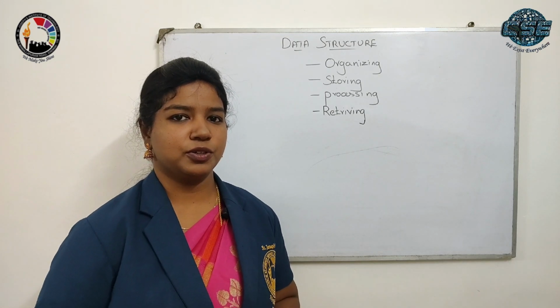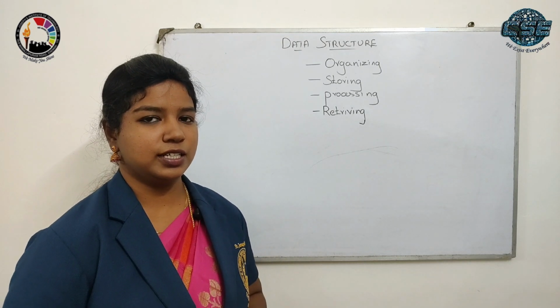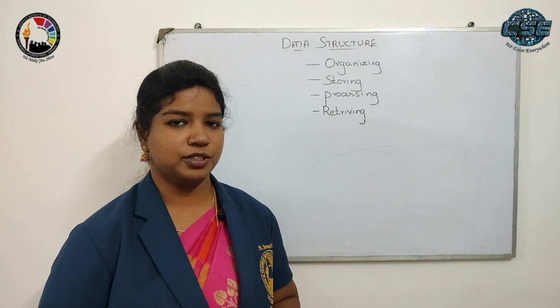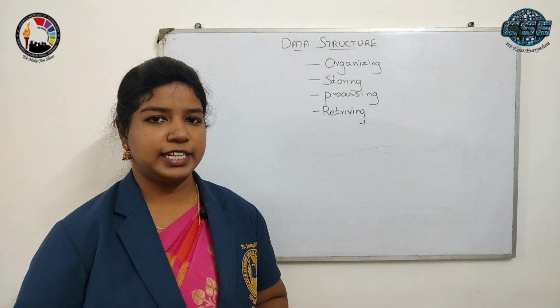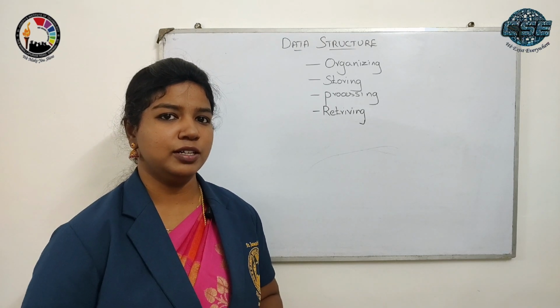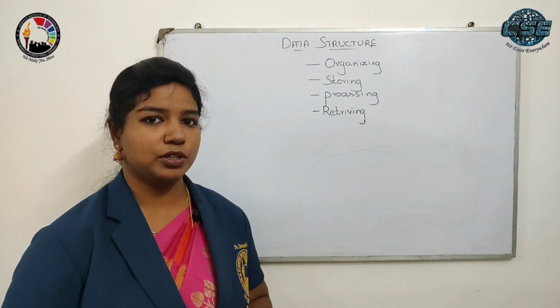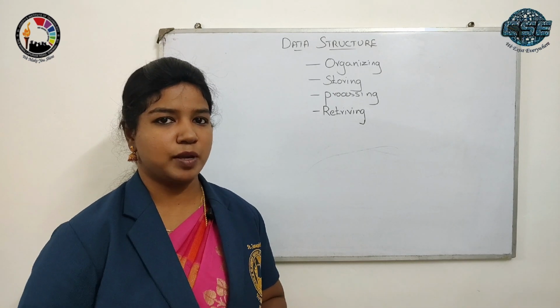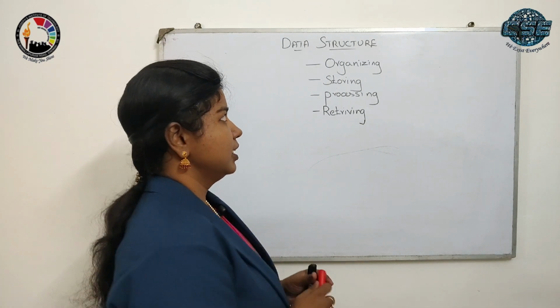So before going into the concept, we should know what is singly linked list, what is data structure, what are all the types of data structure. So what is a data structure? A data structure is a specialized format for organizing, storing, processing and retrieving the data which is present in the computer's memory. So what are all the types of data structure?